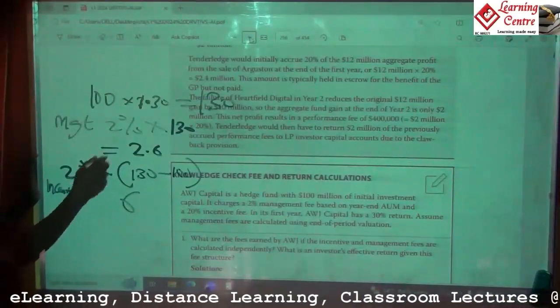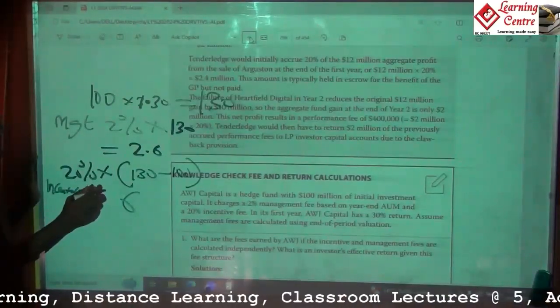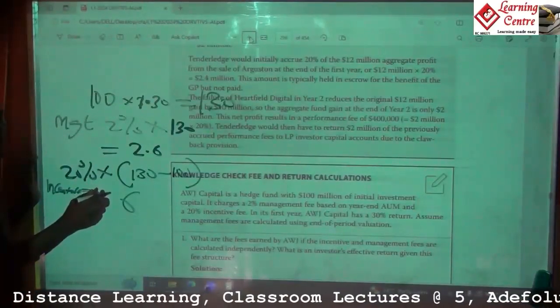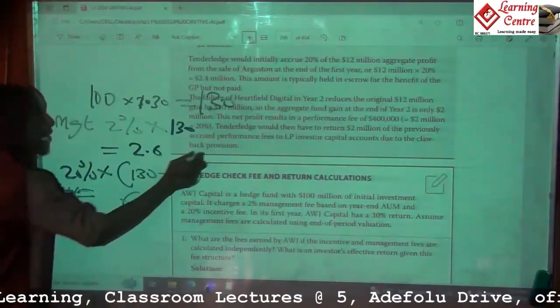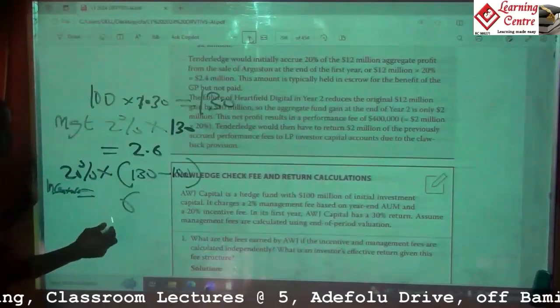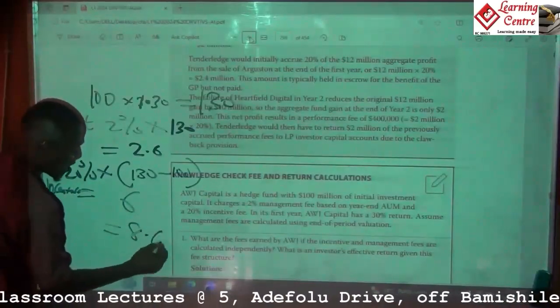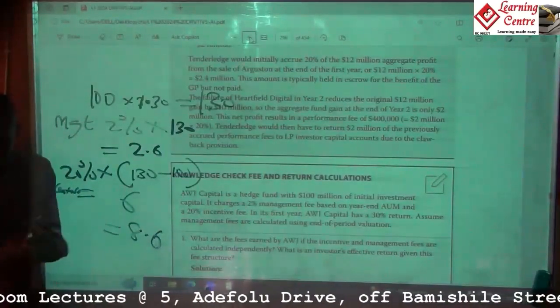So the total fees is how much? The total is 8.6, that is 2.6 plus 6, which is 8.6.